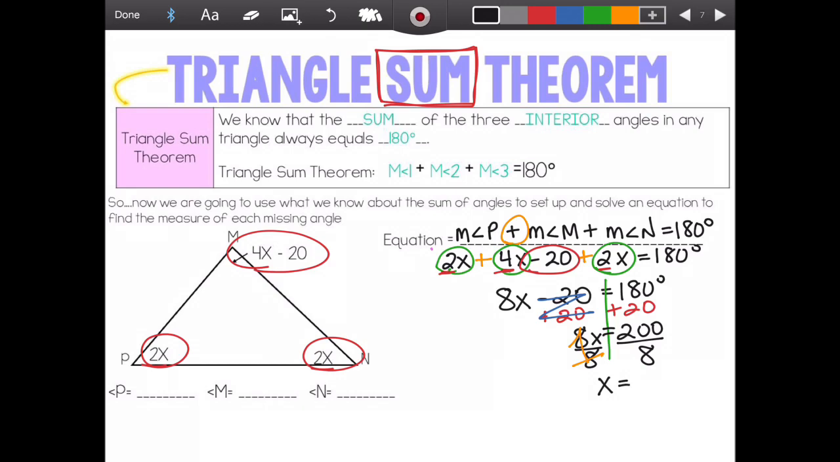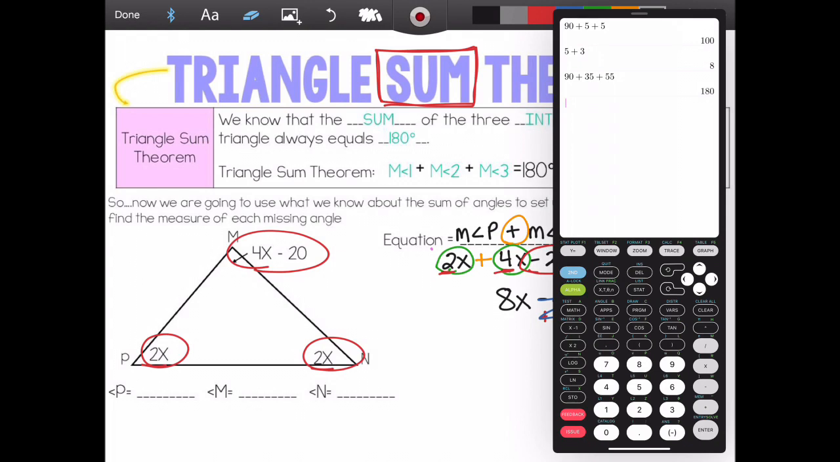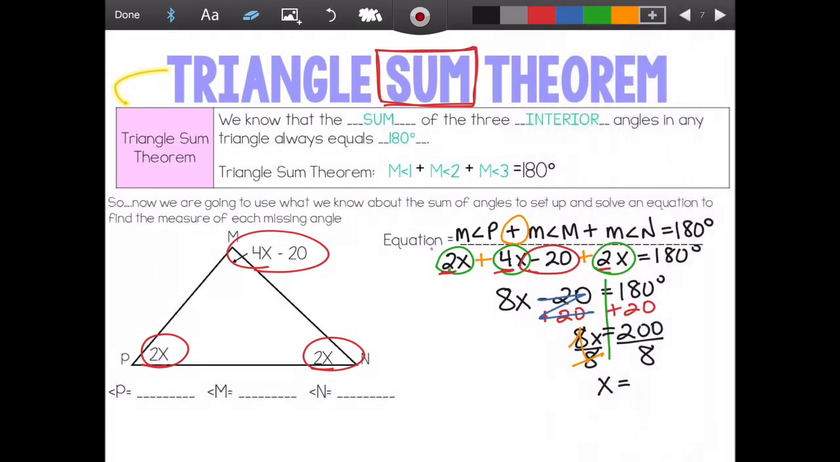And 200 divided by 8, if you're unsure, you can use the calculator. 200 divided by 8 gets 25. So x equals 25. All right, but again, I'm not done. That's just telling me what x is representing. Now I have to take this solution and plug it back into the angles.